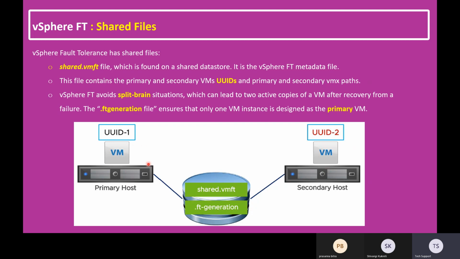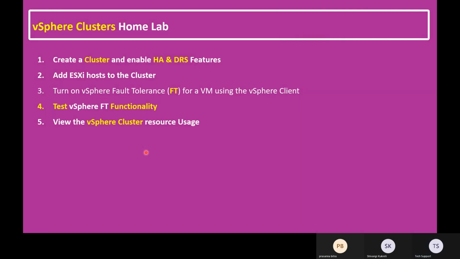Okay, now let's verify in our lab how we are going to enable the vSphere cluster FT features. The first steps we are familiar with, so we'll quickly run through them: create a cluster, enable HA and DRS, and add the ESXi host to the cluster. We'll quickly run through those options as well. Finally, we can turn on fault tolerance for a virtual machine using the vSphere Client. And then we'll test the vSphere FT functionality and view the vSphere cluster resource usage.